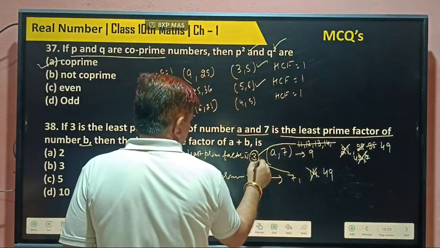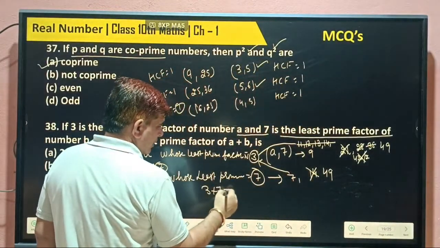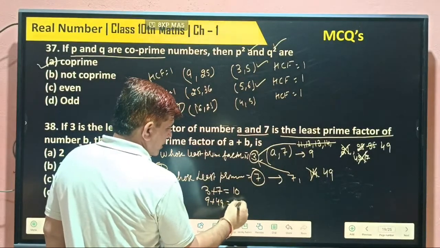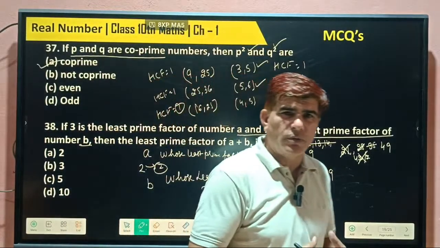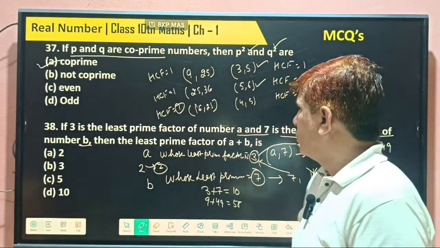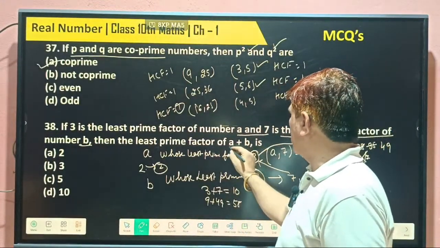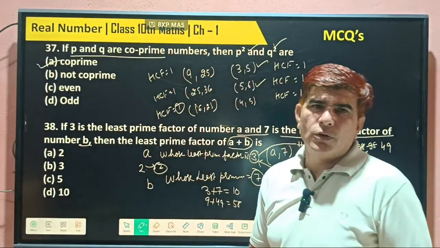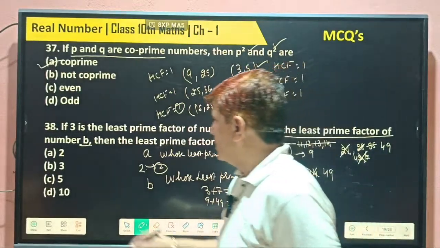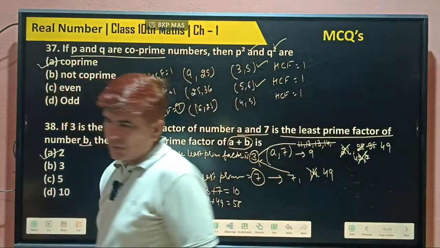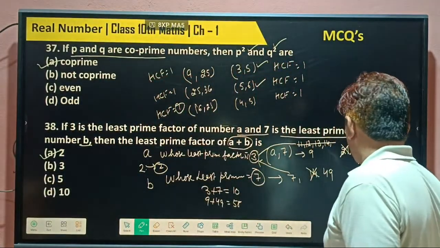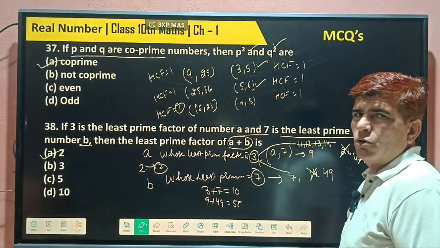Then what's the sum of this and this? 3 plus 7 is equal to 10. And 9 plus 49, that's 58. So the sum of this type of number is what? Always an even number. So the least prime factor of their sum is what? If the number is even, 2 is the least prime factor of them. So what's your answer? 2. Got or not? I think understood. Any other example you can take? No problem.